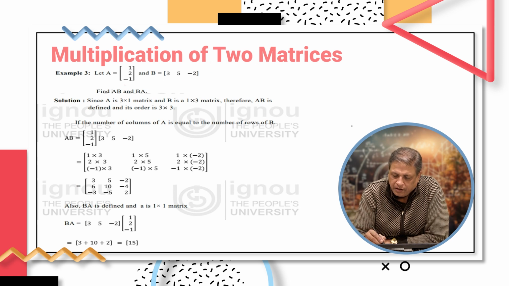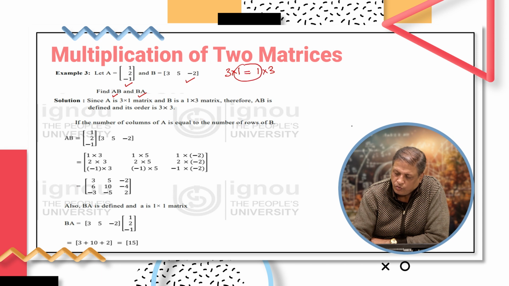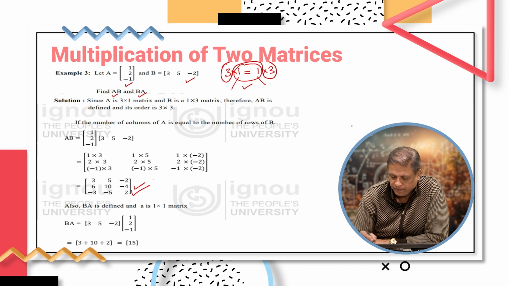Matrix A is given, which is a column matrix, and matrix B is given, which is a row matrix, and we are asked to find A into B and B into A. Firstly, we check the fundamental requirement. The order of matrix A is 3 cross 1 and the order of matrix B is 1 cross 3. So the number of columns of the first matrix is equal to the number of rows of the second matrix, so matrix multiplication is possible. The resulting matrix will be of order 3 cross 3.